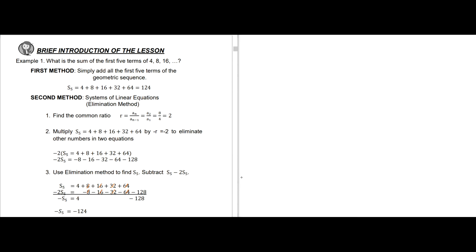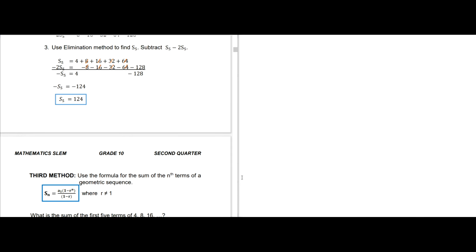Okay, so let's proceed to that. We already did the first method. The second method is the elimination method, but it's just like adding them. So, we proceed to the third method wherein we use the formula for a geometric sequence. The formula for getting the sum of the n terms of a geometric sequence is S sub n is equal to a sub 1 times 1 minus r raised to n over 1 minus r.